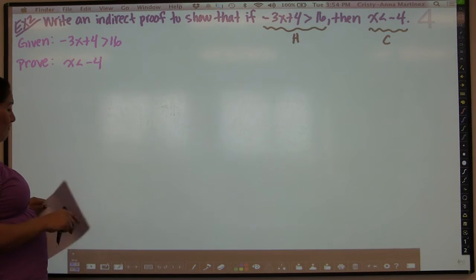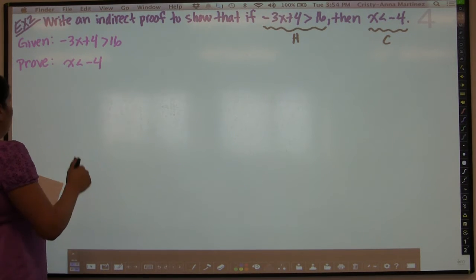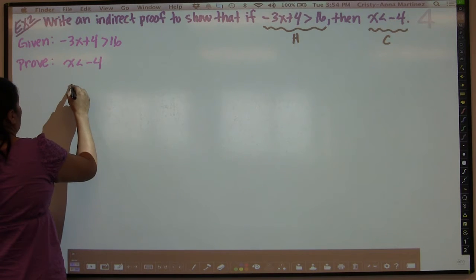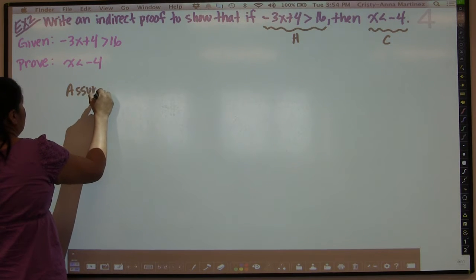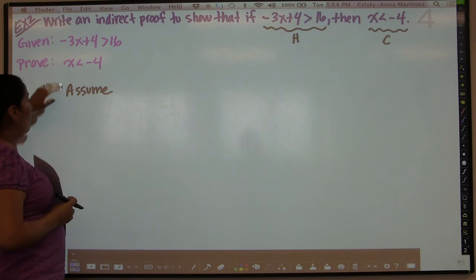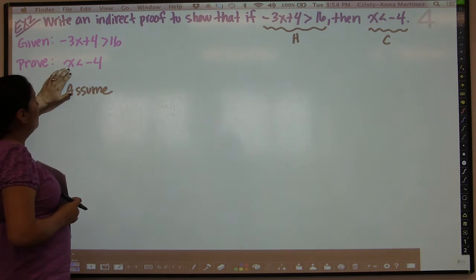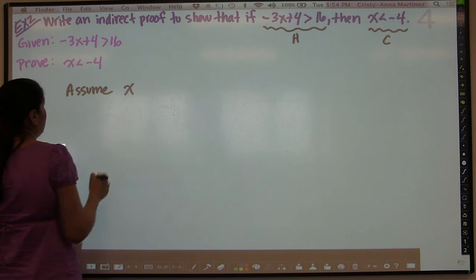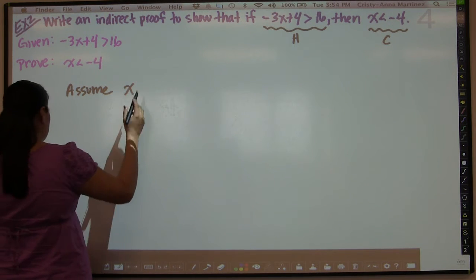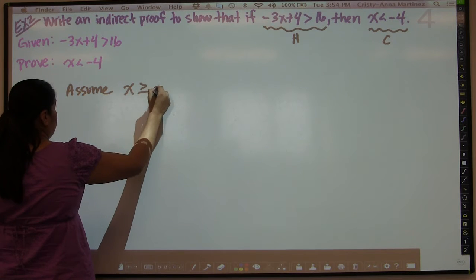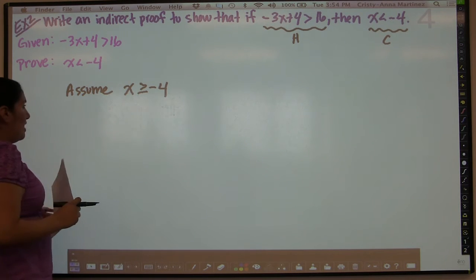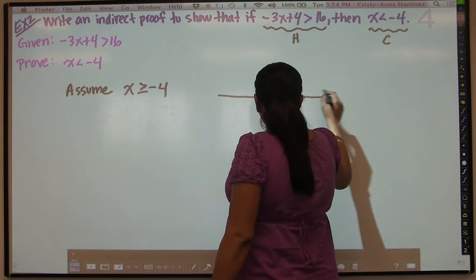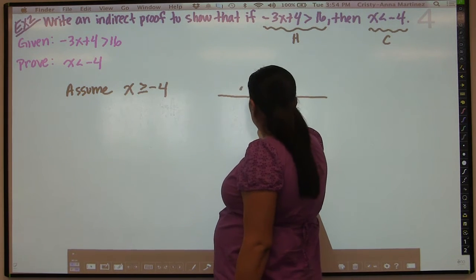And then remember that our first step with our proof, and you don't have to do it like in a 2-column style, it's more like in a paragraph style, is that we are going to first assume the opposite of what we're trying to prove. So if we're trying to prove that x is less than negative 4, I'm going to say that x is the opposite of being less than negative 4, which would be that it's greater than or equal to negative 4.